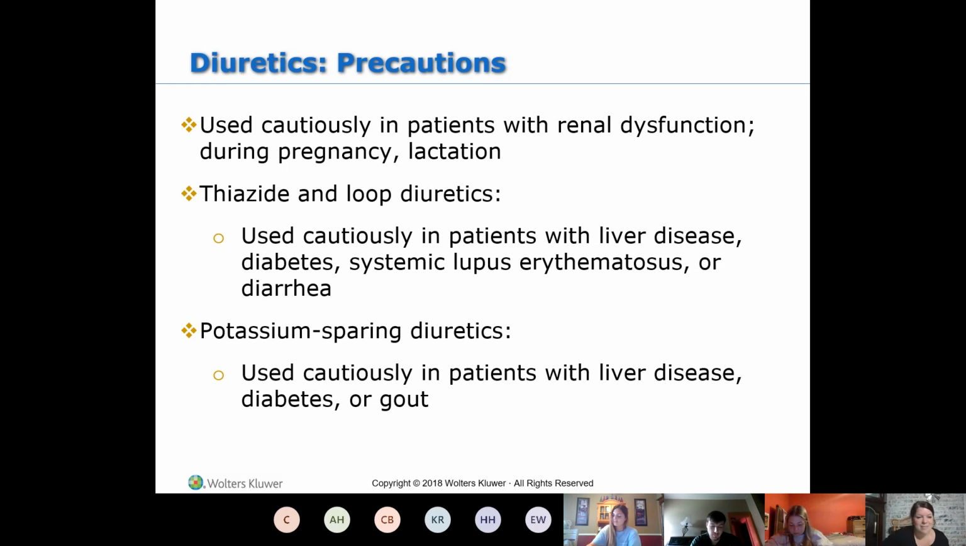All right. So potassium-sparing diuretics, we're going to use them cautiously in patients with liver disease, in patients with diabetes, and in patients with gout. Okay.